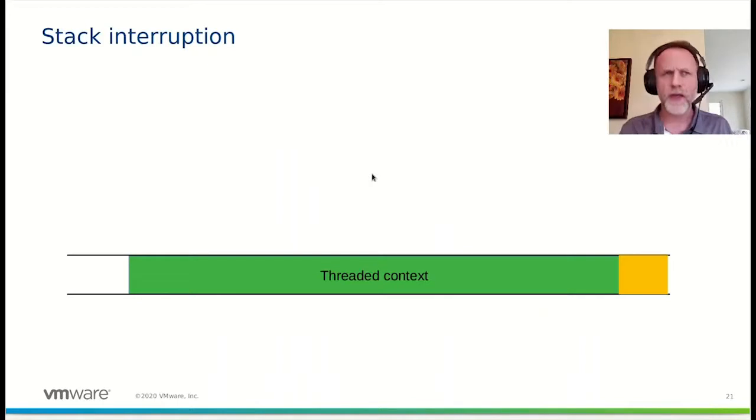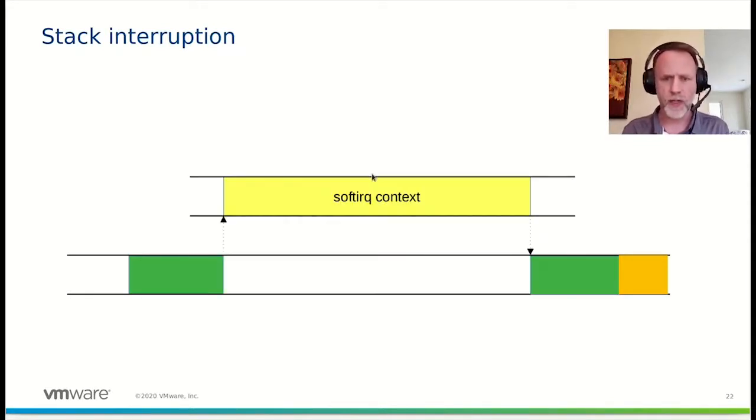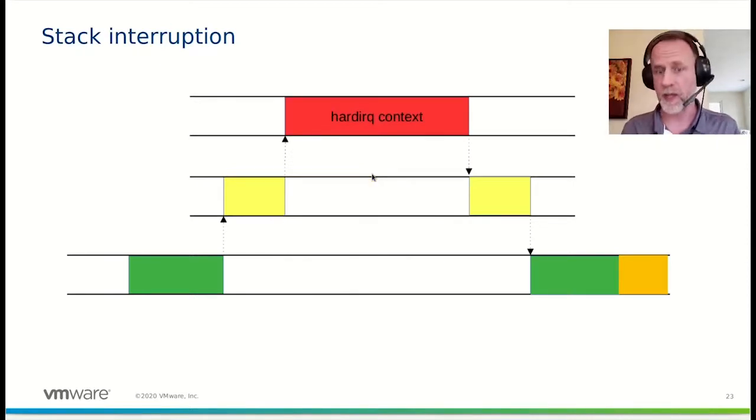So I like to call these interruptions stack interruption. What do I mean by stack interruption? We have threaded context, our lowest level context that we can schedule. And in there, a software interrupt happens. Now, like I said, most times software interrupts are going to be done by a hardware interrupt. But for this explanation, just think a software interrupt can preempt or interrupt the processing of a threaded context. And then a hardware interrupt comes in, and it could interrupt the processing of a software interrupt.